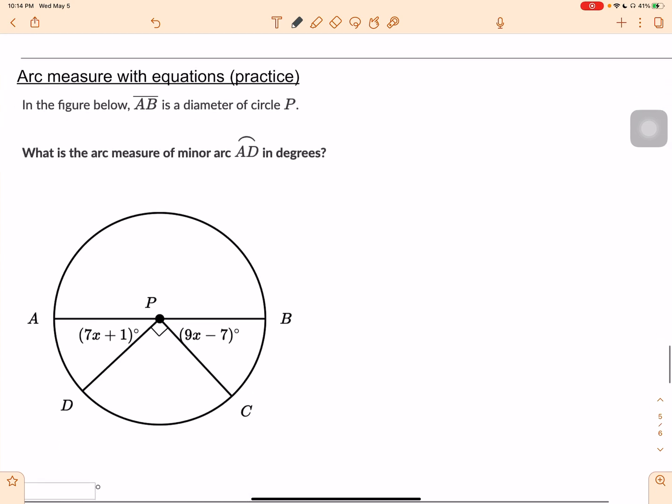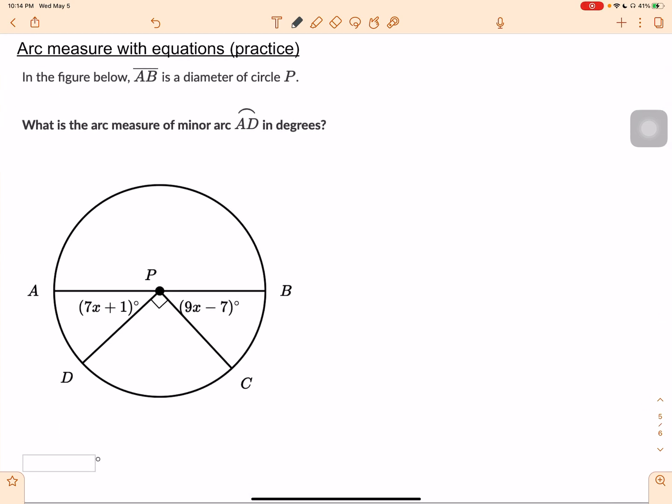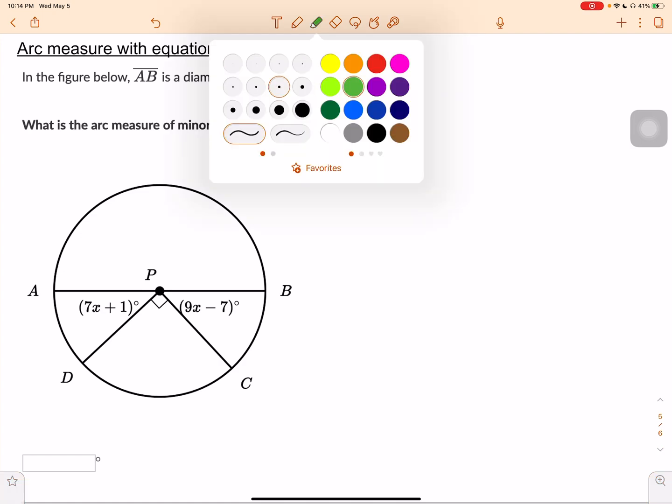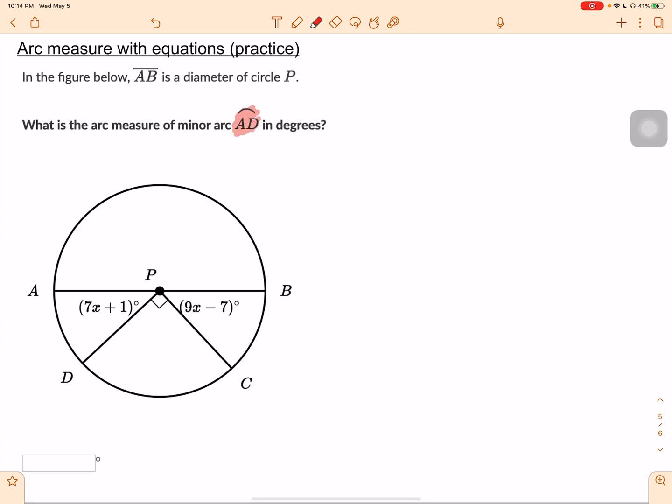So now we have arc measure with equation, so it gets a little bit more difficult. What is the arc measure of minor arc AD in degrees? So our goal is to find this arc measure right here, AD.